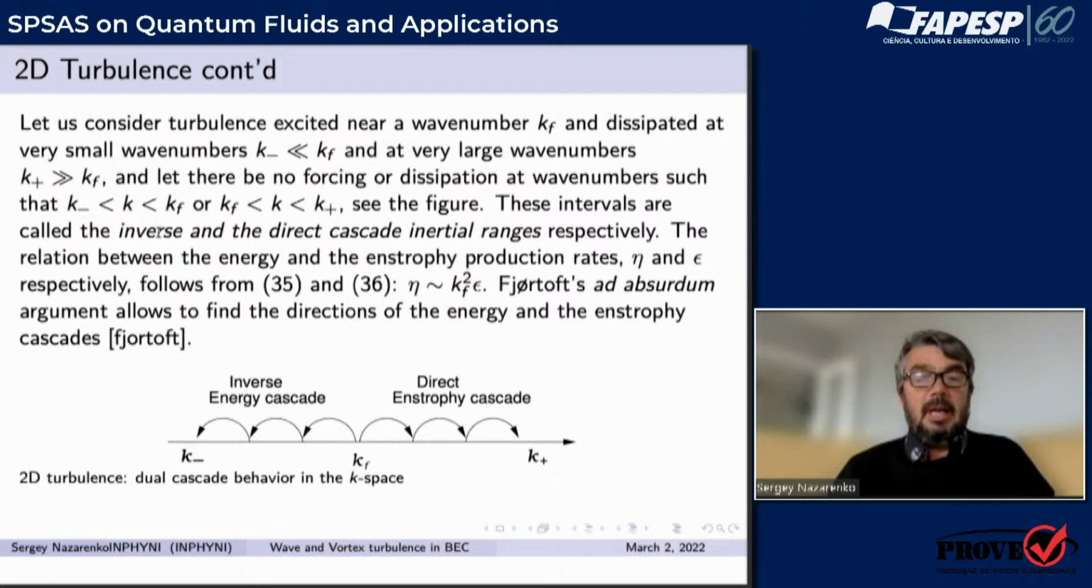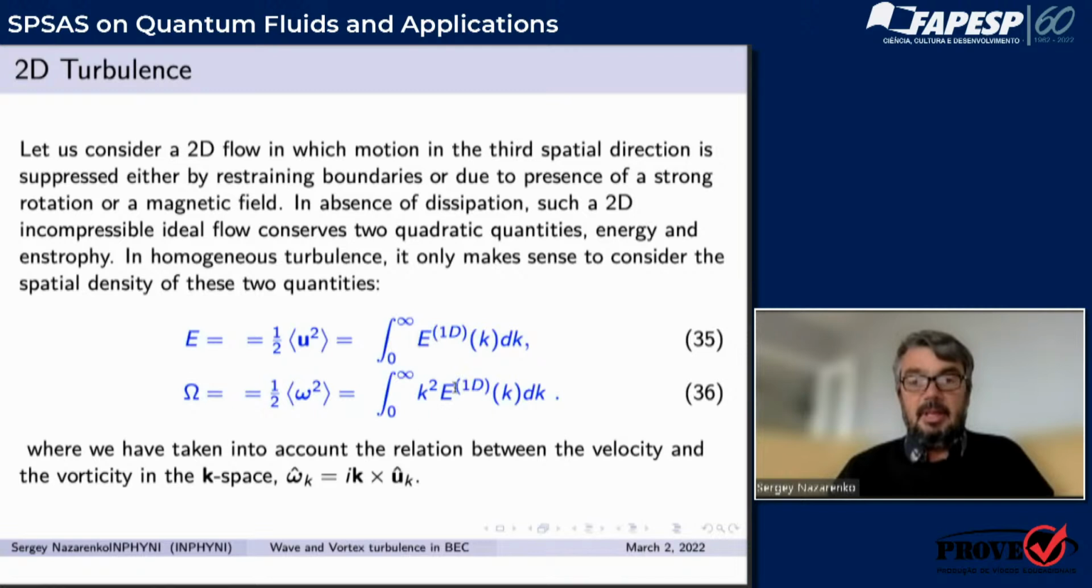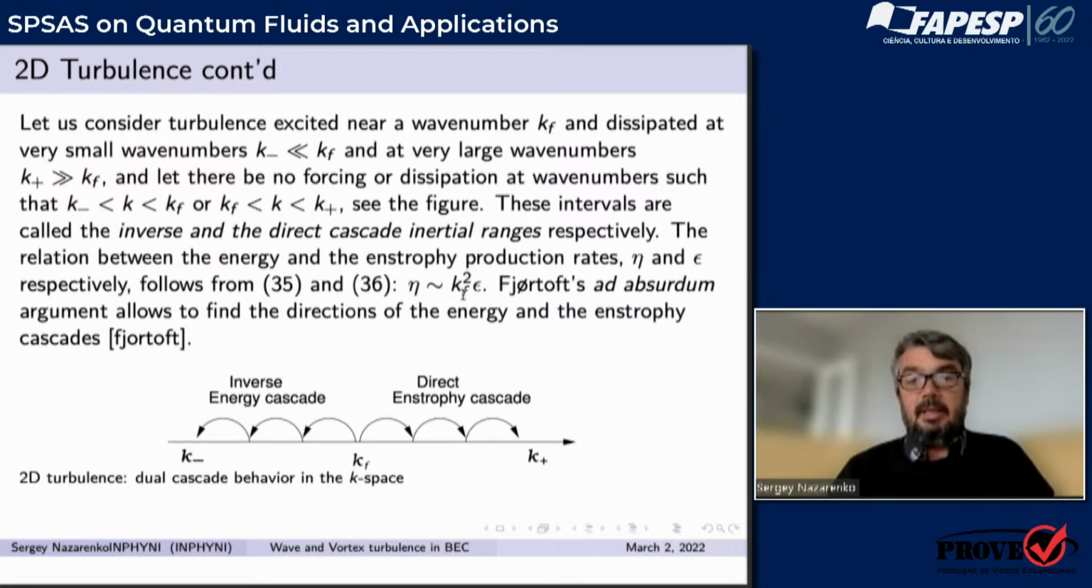Now what I note is that because of this relation between energy and entropy, the rate of input of energy depends on the rate of input of entropy by the factor k squared. So if we input at a wave number near kf, this is going to be the relation. So epsilon is, as before, the rate of energy input, and eta now is the rate of entropy input, and they are related like this. Twiddle means approximate.